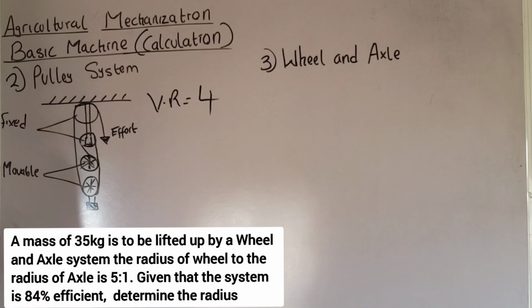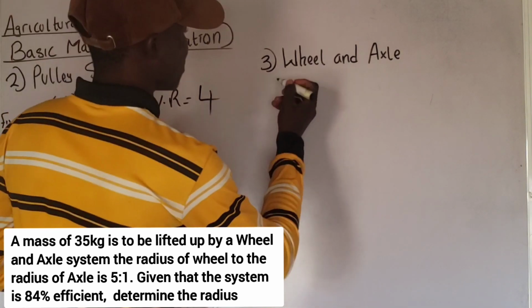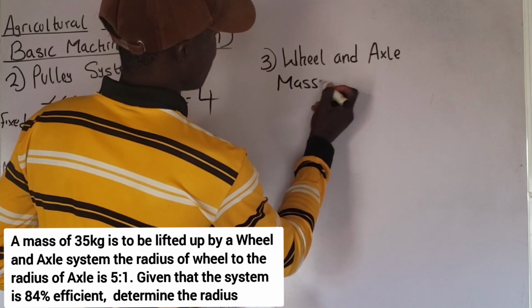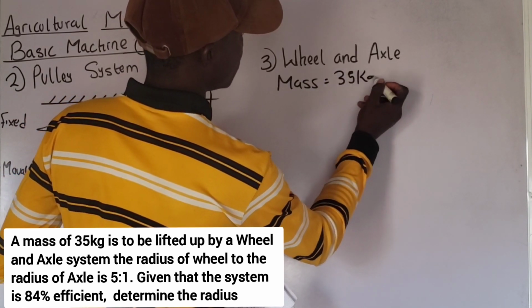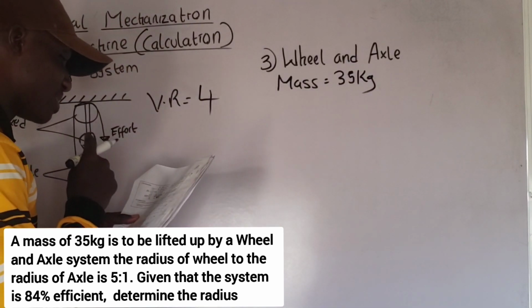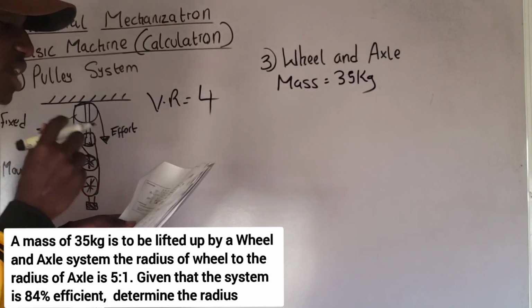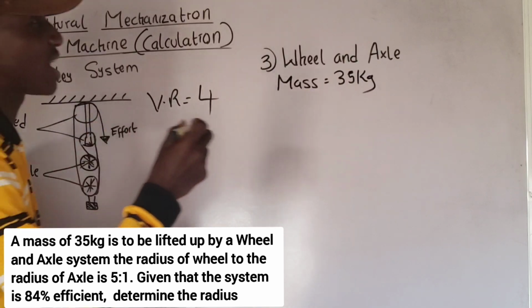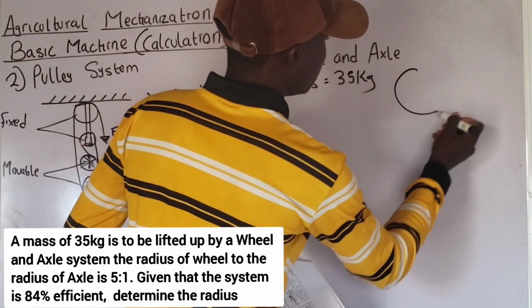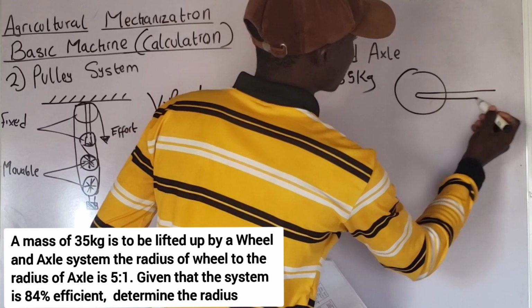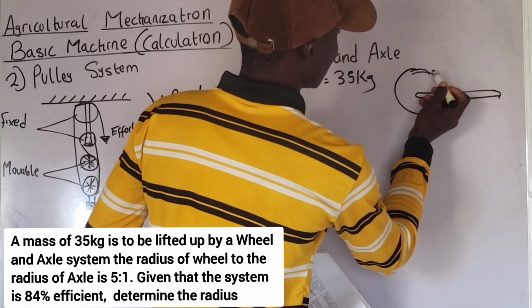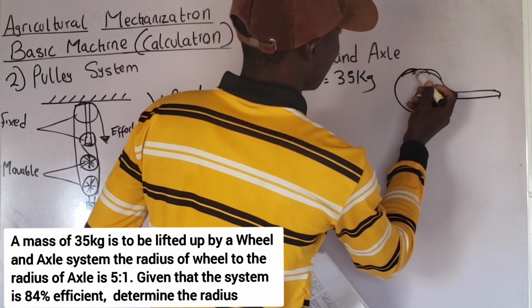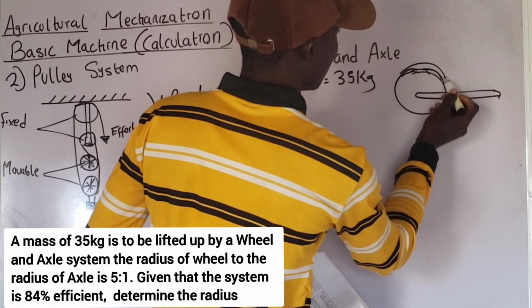We are given that the mass of the load, let me just put it like that. The mass is 35 kilograms, you understand? And we are given that the ratio of the wheel radius to the axle radius is 5:1. Please pay attention. You know that this is how a wheel and axle looks like. We have the wheel, which is attached to the axle, you understand? This is the diagram. I'm just trying to draw the diagram now, okay?